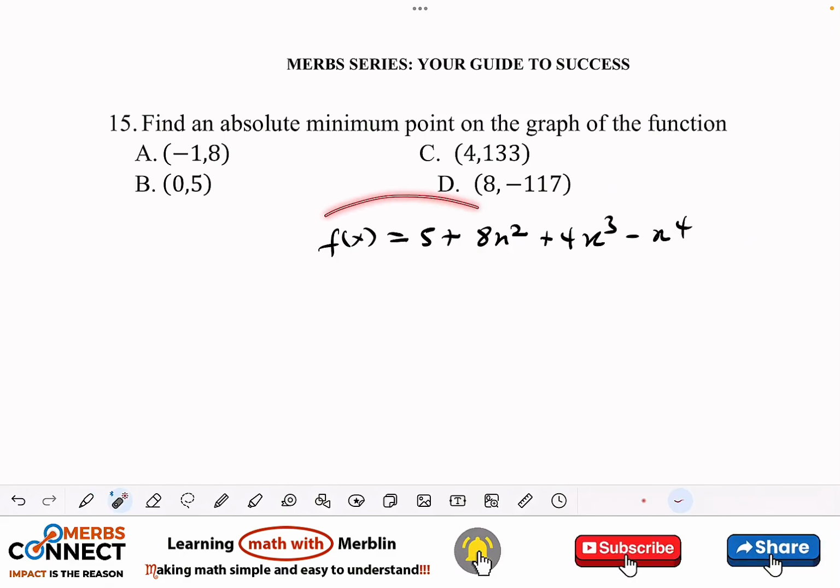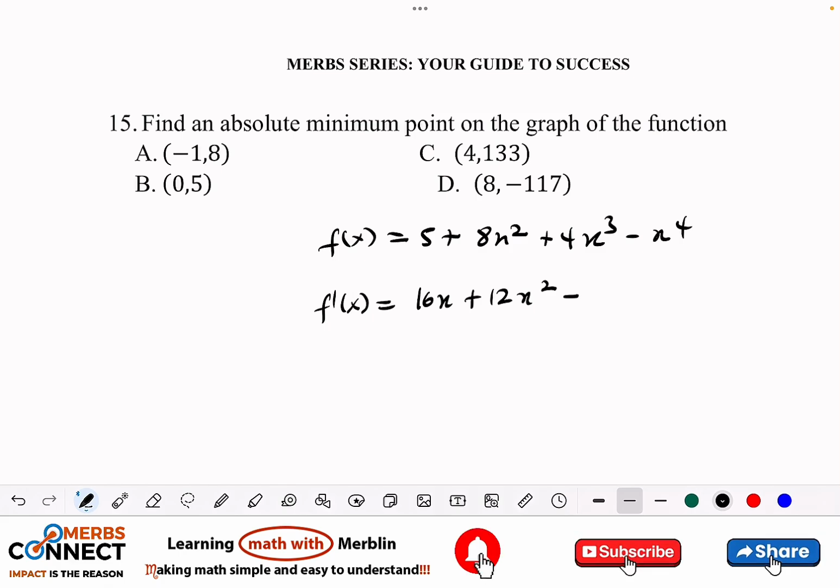So this is the function that we're supposed to use. Since we want to find the absolute minimum point, we need the critical values. For critical values, we need to find f prime. When I differentiate a constant, it becomes 0, so this is going to give us 16x plus 12x squared minus 4x cubed. So that's what we are going to get.